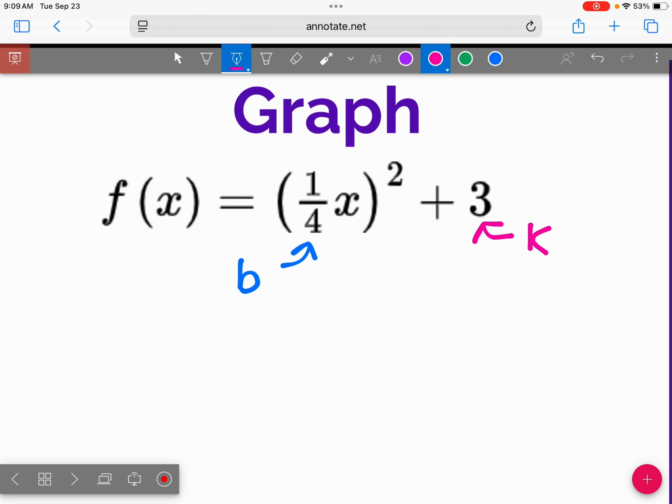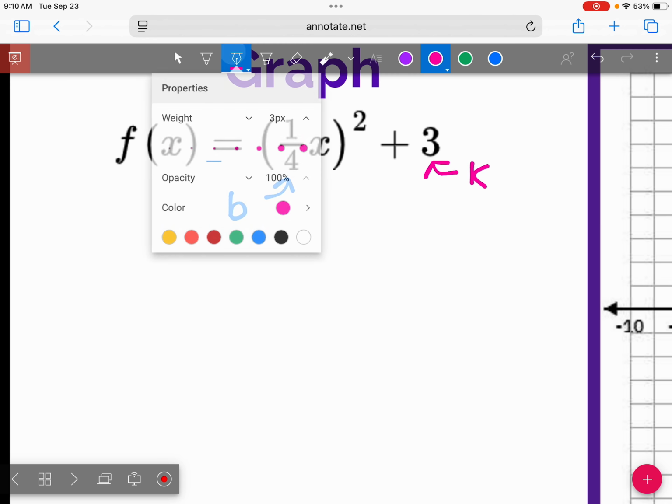And since our B is very small, our B is little, we expect this to have a horizontal stretch. So it should look like somebody's taken our parabola and stretched it sideways. It happens.